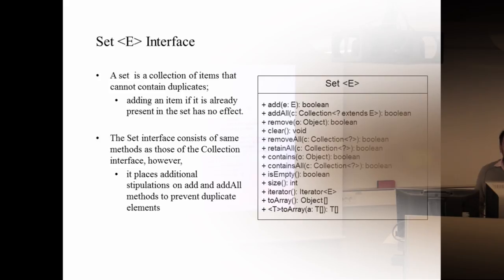However, the methods which are used to add elements differ in their behavior, because in the general Collection interface, there is no limitation on duplicate values. But if you are talking about the Set, then the Set doesn't allow duplicate values. So it means that the add method and the addAll method put some kind of limitations or constraints to prevent duplicate values.